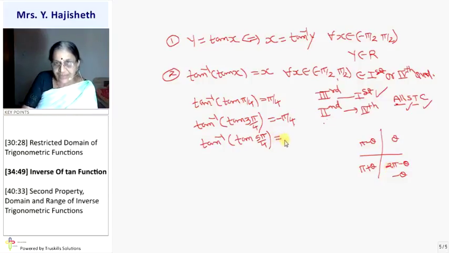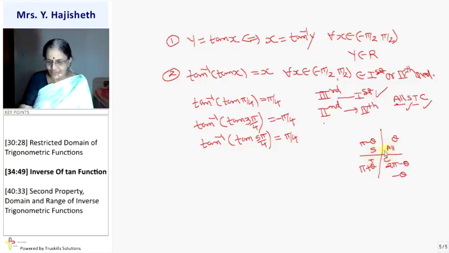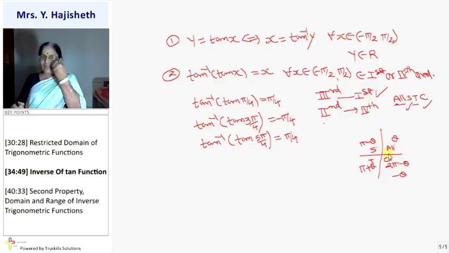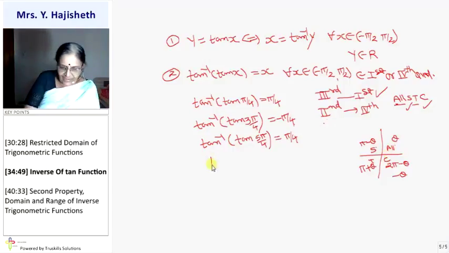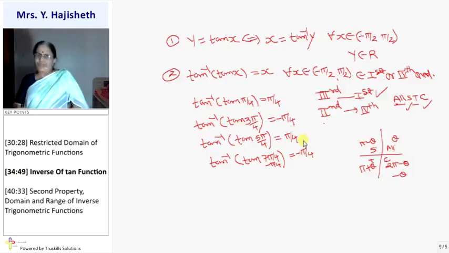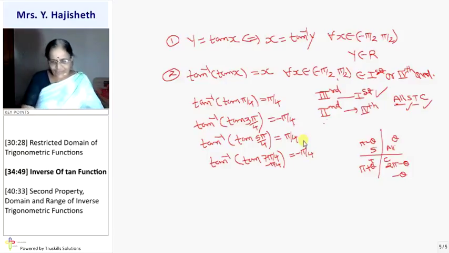5 pi by 4, third ka answer, first mein, because tan is positive in first and third. All S, T, C, yaad aaya? Tan is positive in first and third, so third ka answer first mein, and second ka answer fourth mein, because my restricted domain of tan is first or fourth. And tan inverse tan of, ya to 7 pi by 4 hai, ya to minus pi by 4 hai, answer will be minus pi by 4. Same way you can do it with pi by 3 and pi by 6 for more practice, okay?